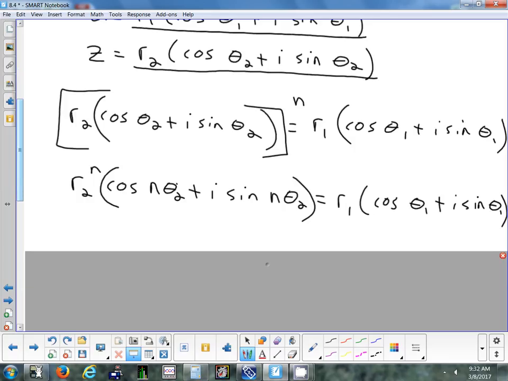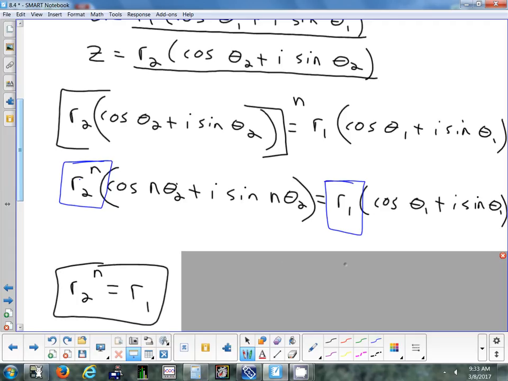Okay, so now when we look at that, we want what's on the left and what's on the right to match each other. Well, what's on the left has a radius. What's on the right has a radius. So you want the blue box on the left to match the blue box on the right. Okay, those two things have to match. So write that down. The box on the left has to match the box on the right. That's how you're going to solve for your radius in the final answer, just by setting box 1 equal to box 2.